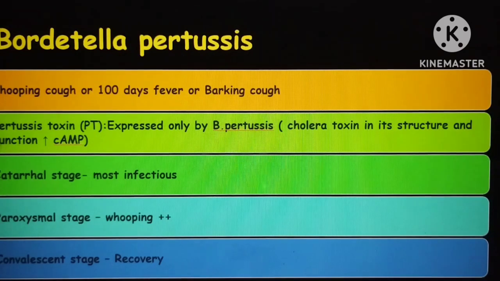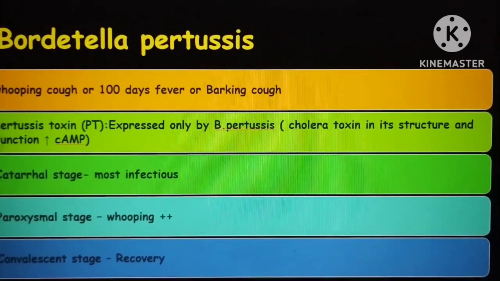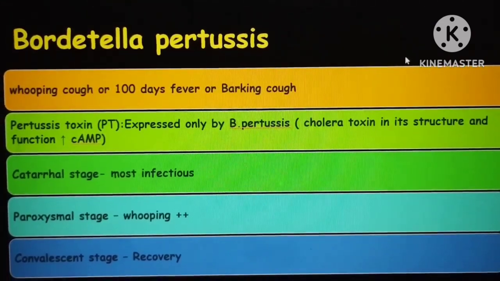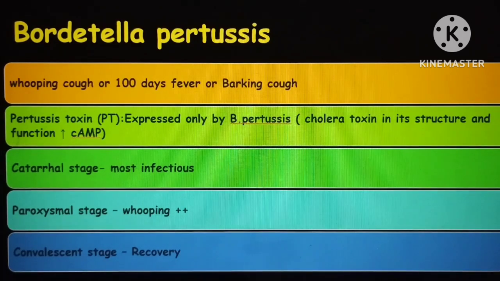So next is Bordetella pertussis. It is also called whooping cough, 100 days cough, 100-day fever or barking cough. The main toxin is pertussis toxin, and it is similar to cholera toxin, acting by cAMP. The stages are catarrhal stage, paroxysmal stage and convalescent stage. The catarrhal stage is the most infectious, in the paroxysmal stage the patient presents with whooping cough, and in the convalescent stage the patient is in recovery.